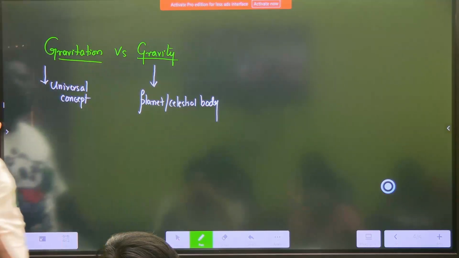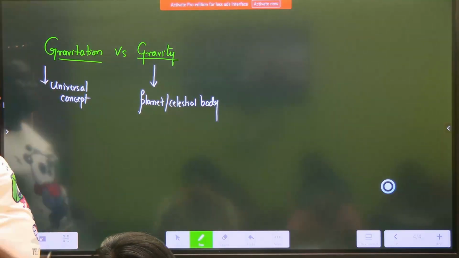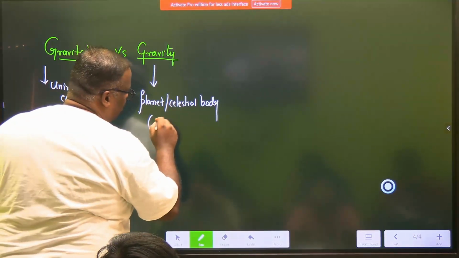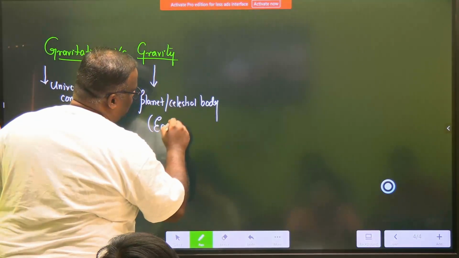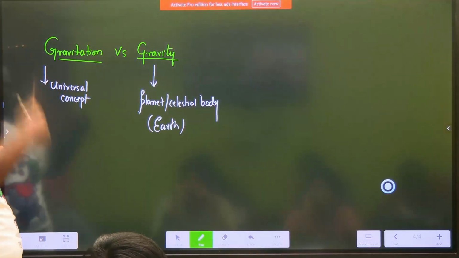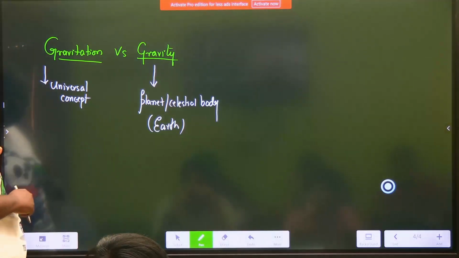When you're talking in terms of gravitation, it's a universal concept. When you're talking in terms of gravity, it's a planet or any celestial body. That means gravity also applies to the planet where we are, which is Earth. Do you agree? Gravitation is universal, it applies in the whole universe. Is our Earth in that universe?